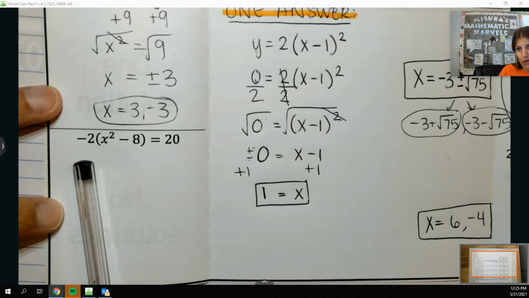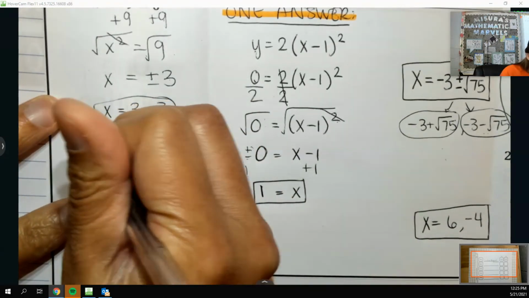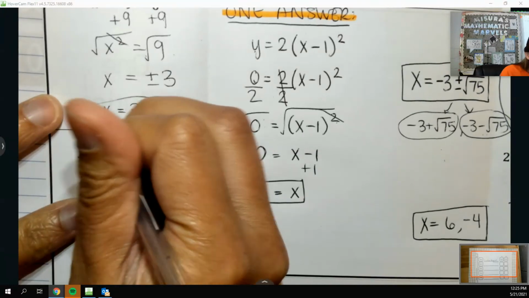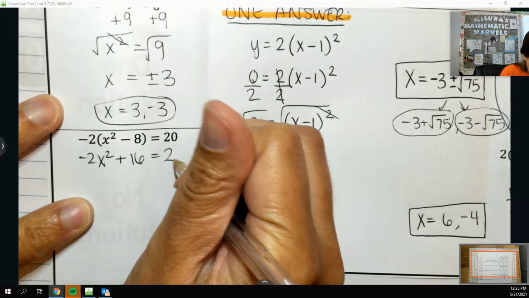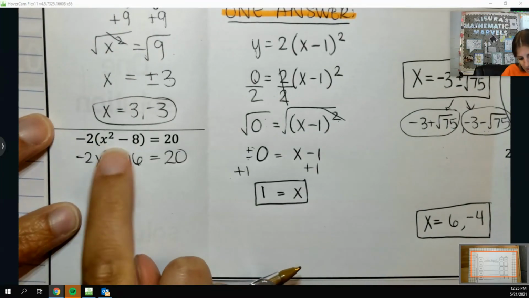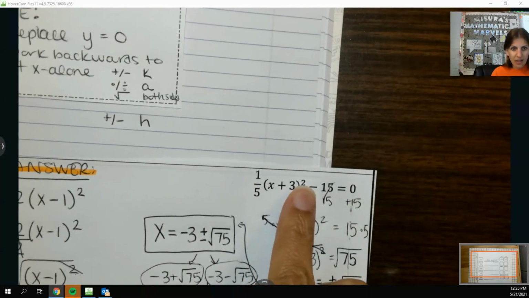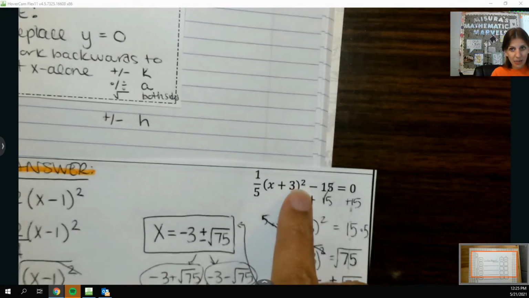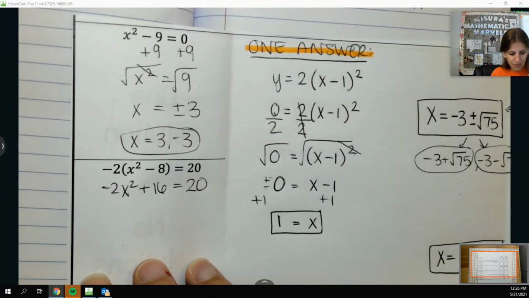So if I take a look on this side, actually I need to distribute that negative 2. So let's do that. We'll have negative 2x squared, and then negative 2 times negative 8 will be a positive 16. And that's because the parentheses are around both those numbers, so I can distribute. With this one, I couldn't distribute because of the squared being outside the parentheses versus this one being inside.